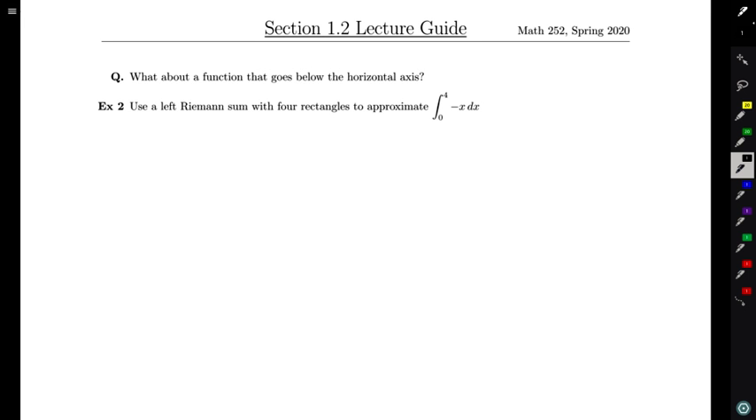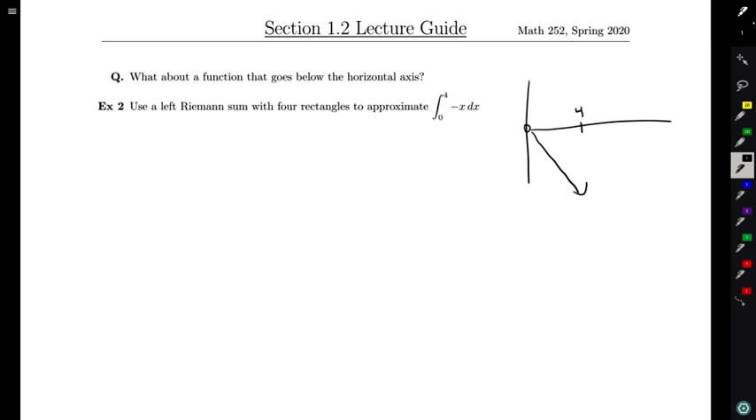about doing these computations? So example 2 is asking us to use a left Riemann sum with 4 rectangles to approximate this integral from 0 to 4 of minus x dx. So the first thing that we can think about is having a picture in our heads. And the function minus x, well, that's a linear function, slope minus 1, y-intercept equal to 0, so its graph looks something like this. Since we're taking the integral from 0 to 4, we care about 0 here, and we care about 4 over here.